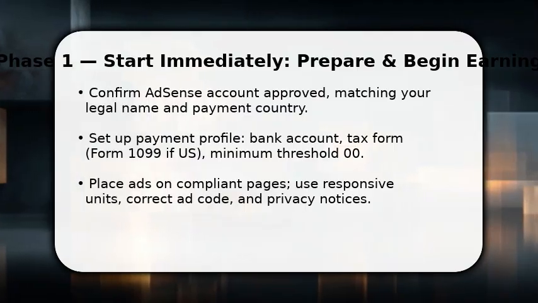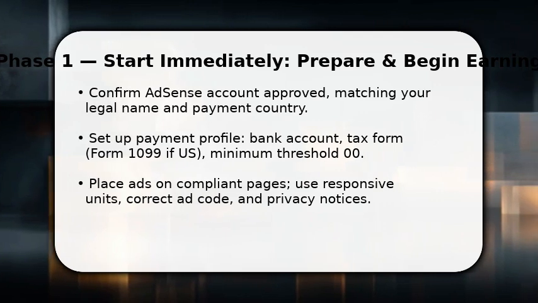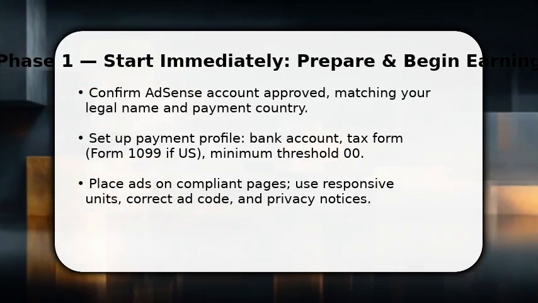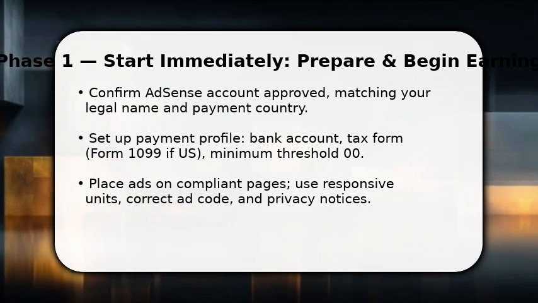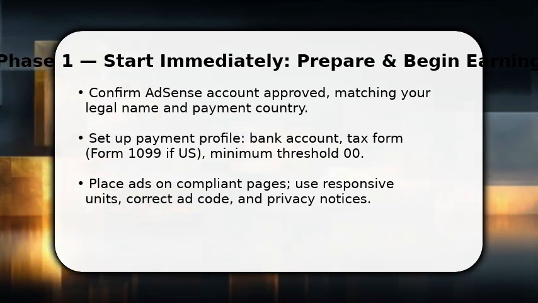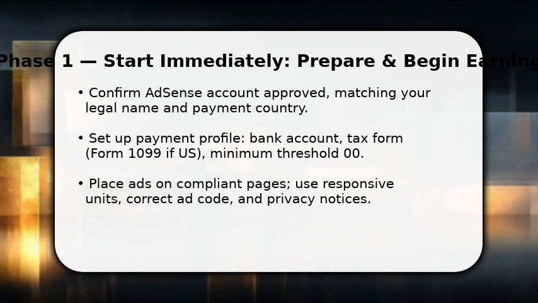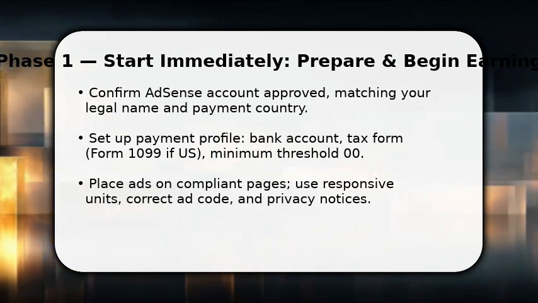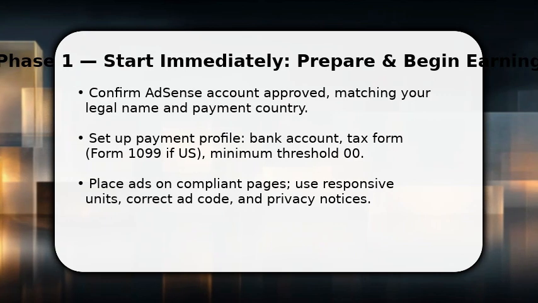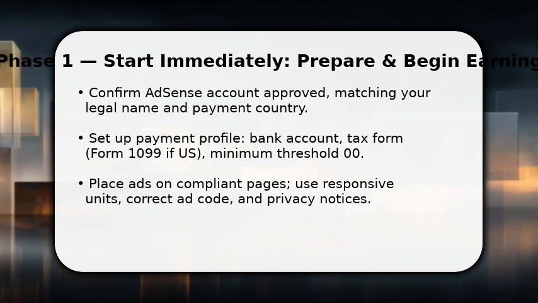You should confirm your AdSense is approved and matches your legal name and country. This avoids payment holds. Next, complete your payment profile with a bank account and tax form. For U.S. creators, include Form 1099 when required, and reach the payment threshold, commonly $100.